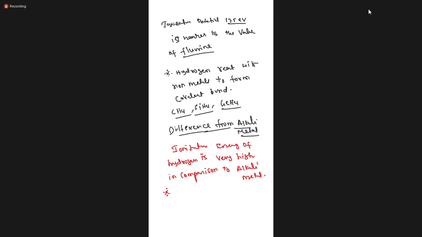Unlike alkali metals, which are metals, hydrogen is a non-metal. Hydrogen is a diatomic molecule, whereas alkali metals are monatomic. Is it clear? Yes, sir. Yeah, please complete first.